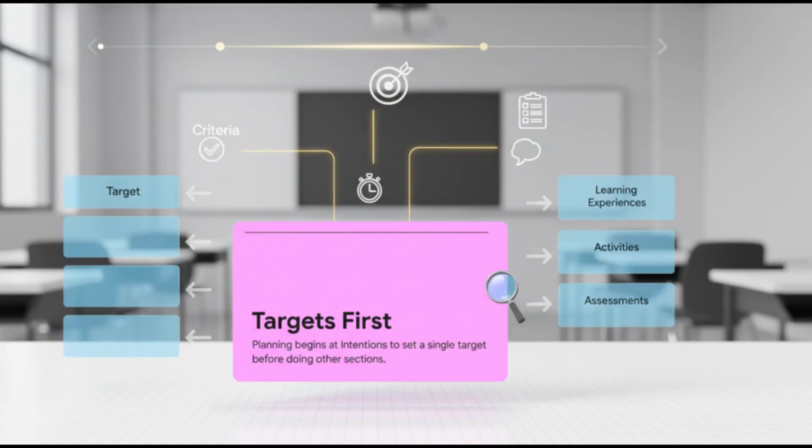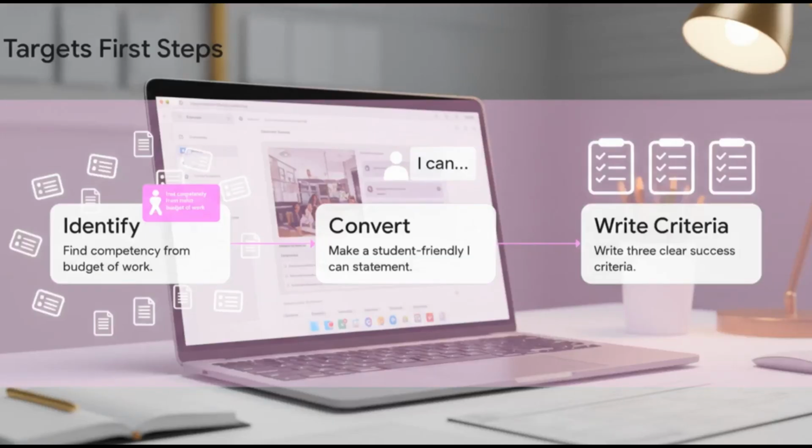Why does this save you time? Because by defining your target immediately in the intentions block, you eliminate literally all the guesswork. Suddenly, every single learning experience, activity, and assessment becomes instantly easier to write, simply because they all point back to this one single target. So how do you actually do it? Think of it like assembling your goals step by step, kind of like holographic cards on your digital desk. Step 1, identify the specific competency from your budget of work. Step 2, convert it into a student-friendly I can statement. And Step 3, write 3 clear, measurable success criteria. That's it. It's like building the foundation before you try to decorate the rest of the house.